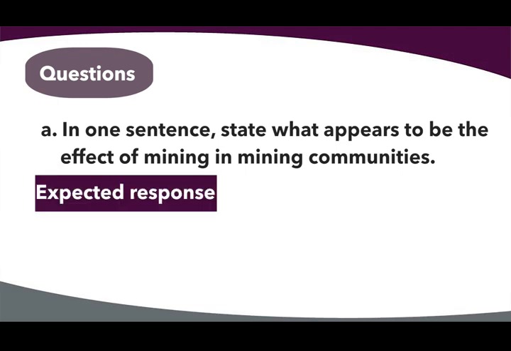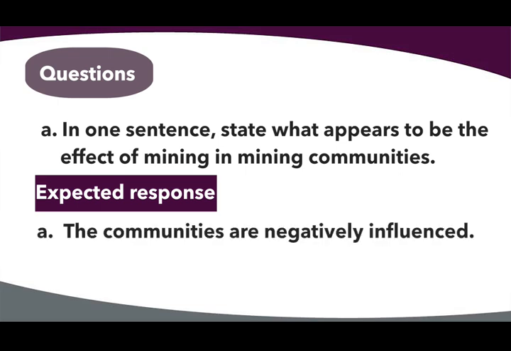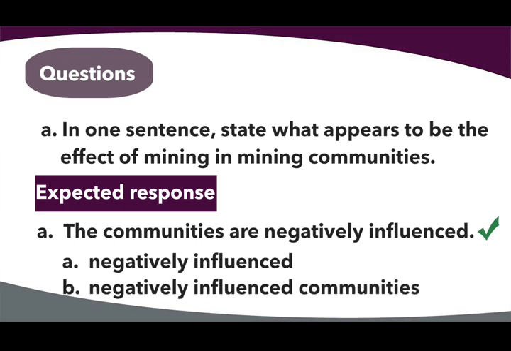Here is an expected response. A. The communities are negatively influenced. Note that if you write A, negatively influenced, B, negatively influenced communities, you would be marked wrong because answers A and B are words and phrases respectively and not sentences.